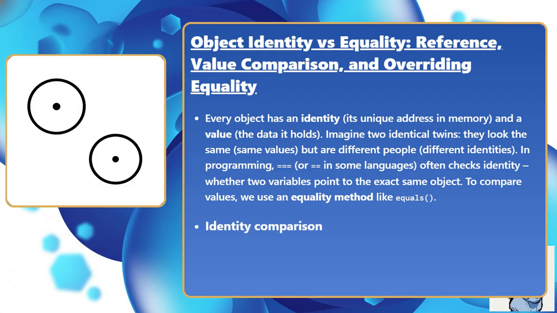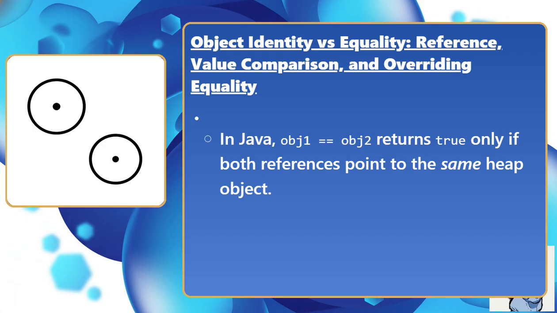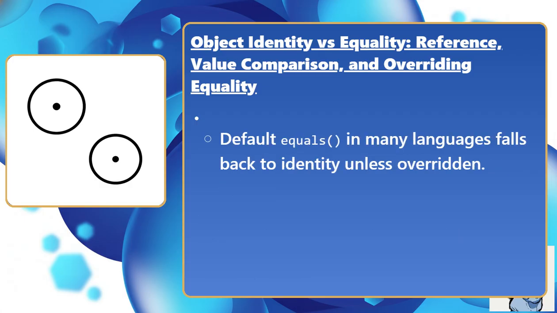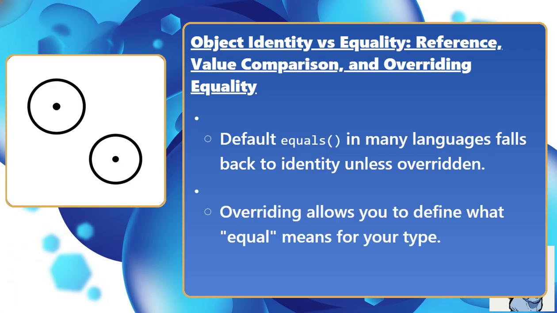Identity comparison. In Java, obj1 == obj2 returns true only if both references point to the same heap object. In Python, is does the same thing. Value comparison. The default equals method in many languages falls back to identity unless overridden. Overriding allows you to define what equal means for your type.